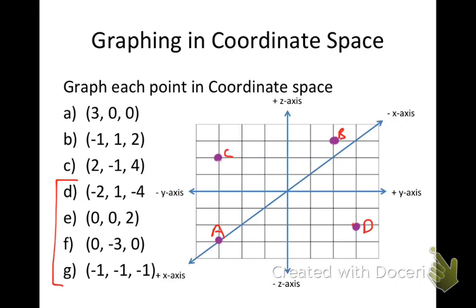E. Forward or backward? Nothing. I'm just going to start there. Left or right? Nothing. I'm still going to stay there at the origin. And then 2, up or down? Up 2. E should give me the coordinate about right there, right? Nice job.